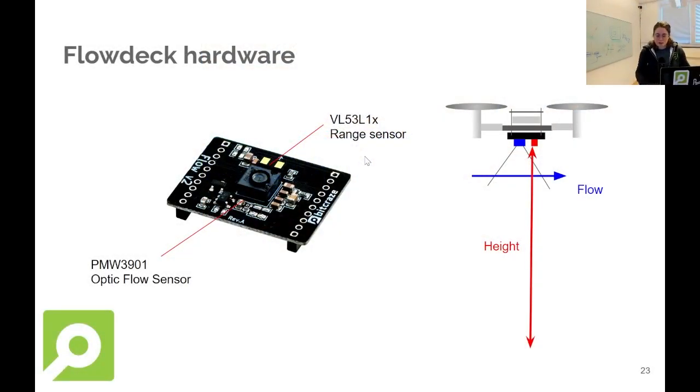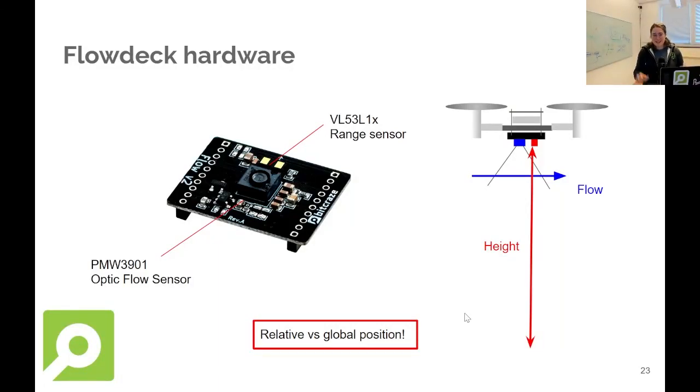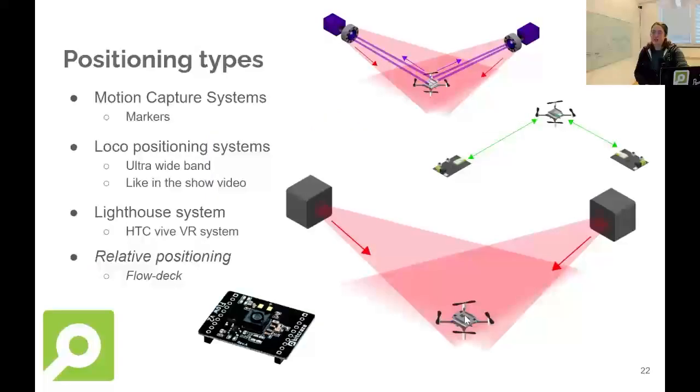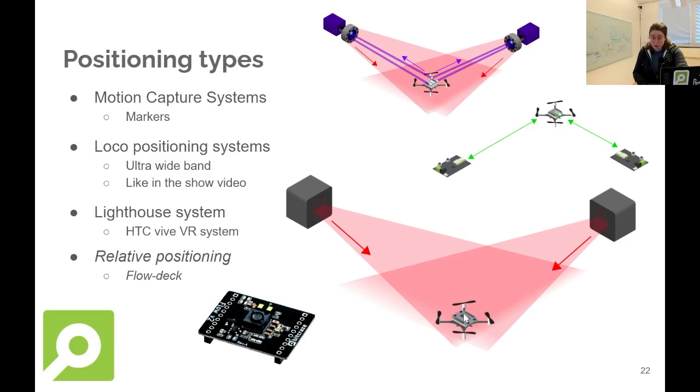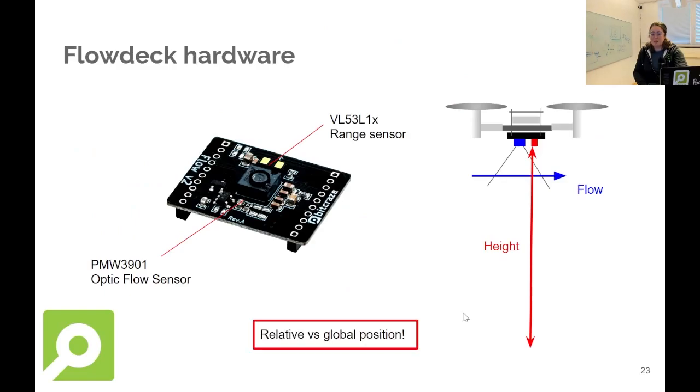And how is it able to determine velocity? I will show you on the next slide. Oh yeah, by the way, I forgot to mention relative versus global positioning. All the other three that I've mentioned before are global positioning systems, meaning they all have a common coordinate system to determine the Crazyflie's position. But the flow deck has relative positioning, so wherever you start the Crazyflie, that is where the zero position is. So that's the important difference between relative versus global positioning.